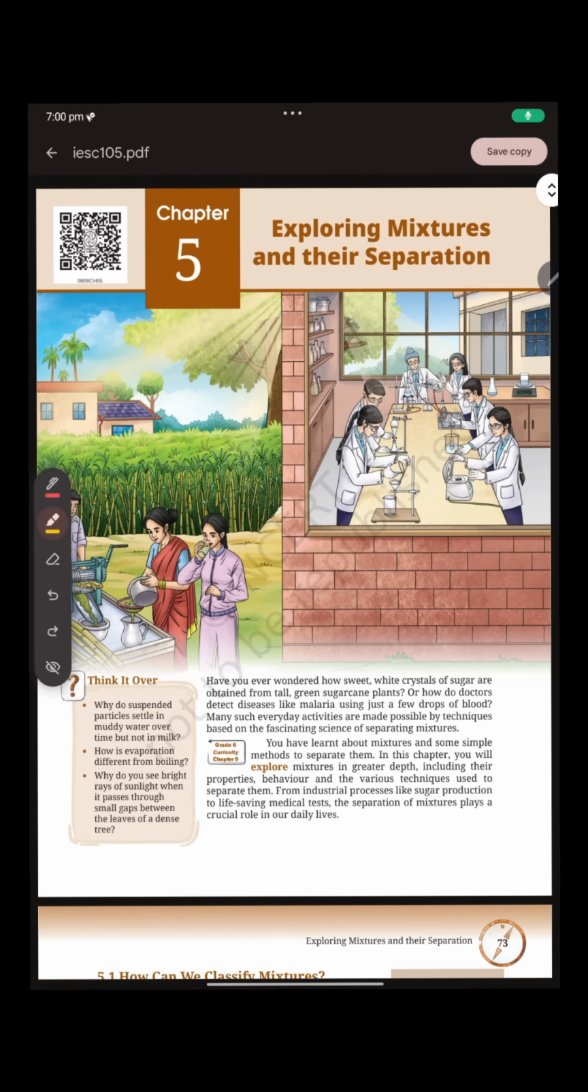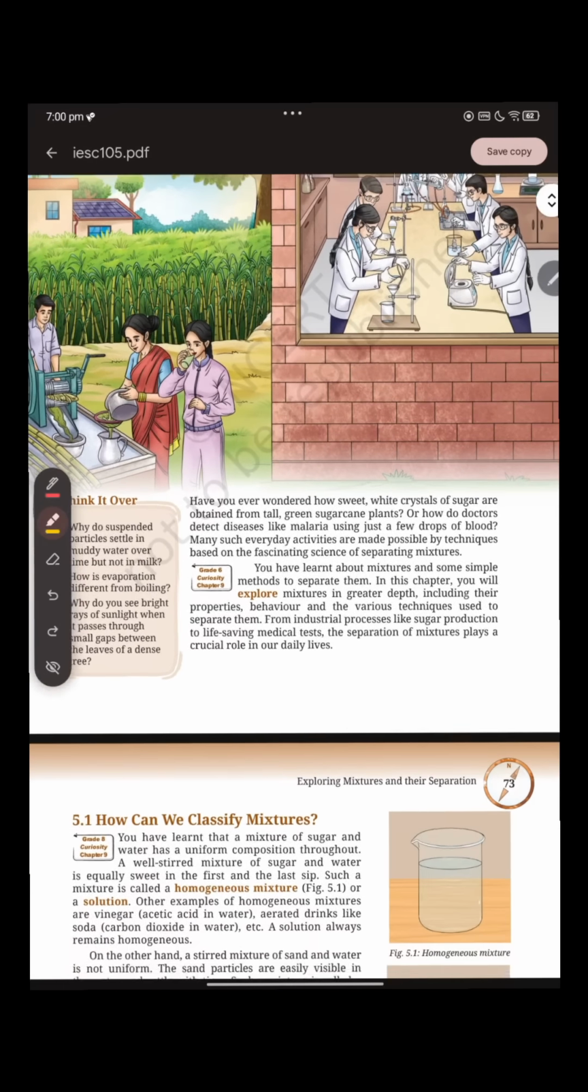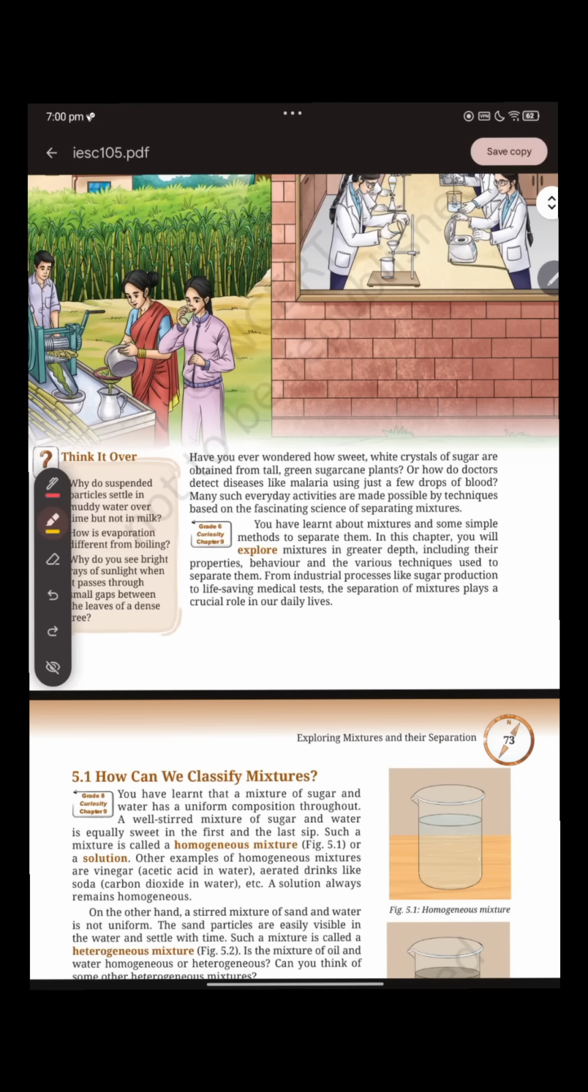This is chapter 5 of class 9 new syllabus, exploring mixtures and their separation. So if you have to know about mixtures, if you have to know about solutions, and if you have to know different methods of separation, this chapter will give you that. Right. So let us explore mixtures in greater depth.